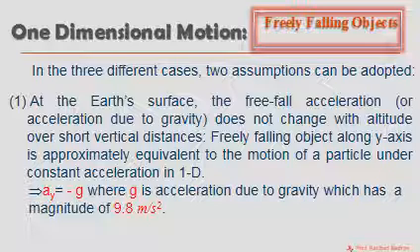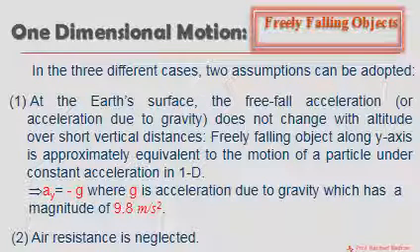In this case, the acceleration a_y along the y-axis is equal to minus g, where g is the acceleration due to gravity, which has a magnitude of 9.8 meters per second squared, and we also take it as approximately equal to 10 meters per second squared. The air resistance in this case is negligible.